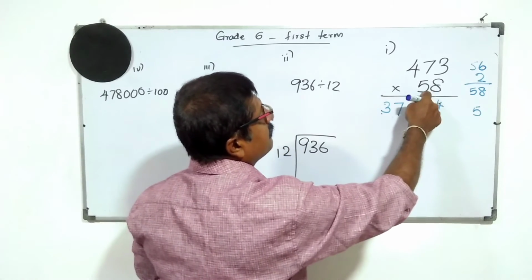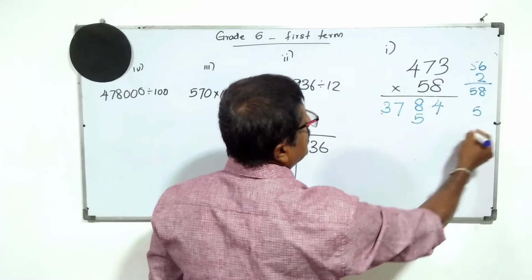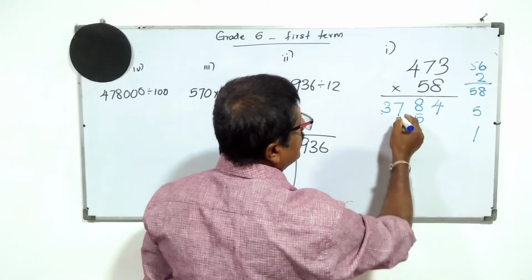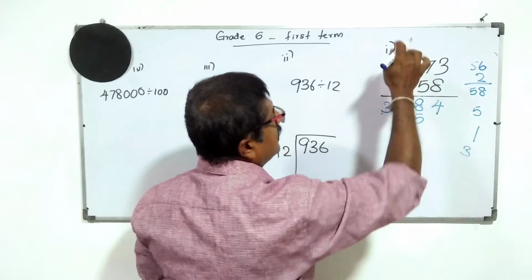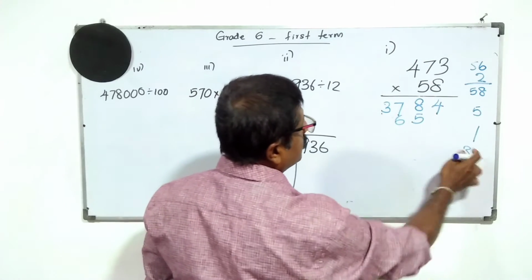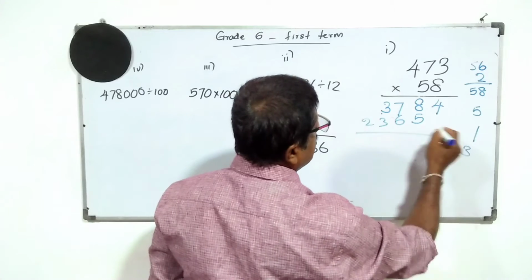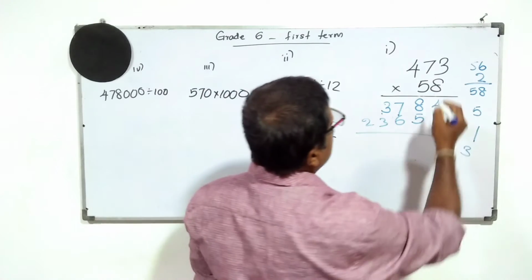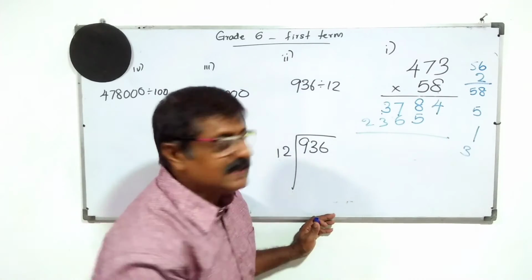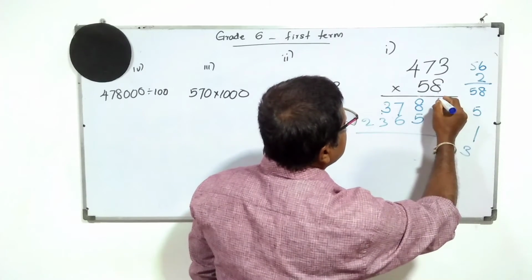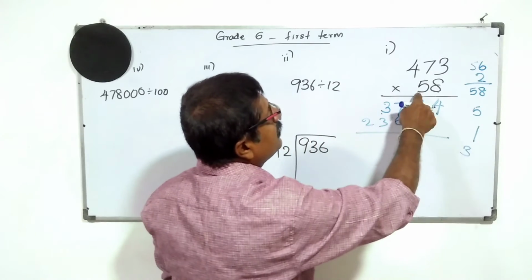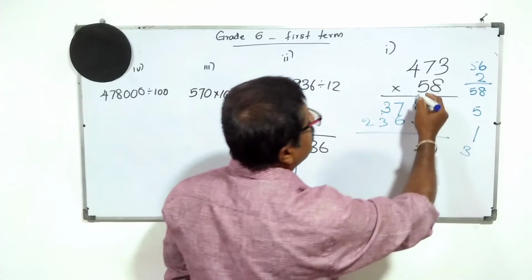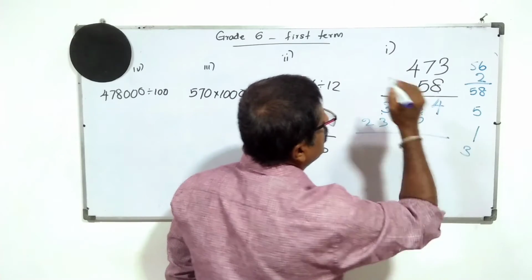Then take up 5. 5 times 3 is 15. 5 in here, 1 kept aside. Then 5 times 7, 35 and 1, 36. 6 in here, 3 aside. 5 times 4, 20 and 3, 23. Now add them. Anyway, what is the main thing that you have to remember? When you start multiplying by 8, start writing just below 8. And when you take up number 5, when you start multiplying by number 5, start writing just below 5.